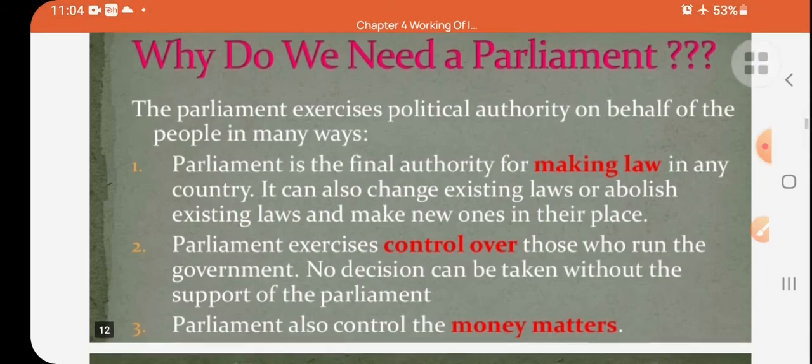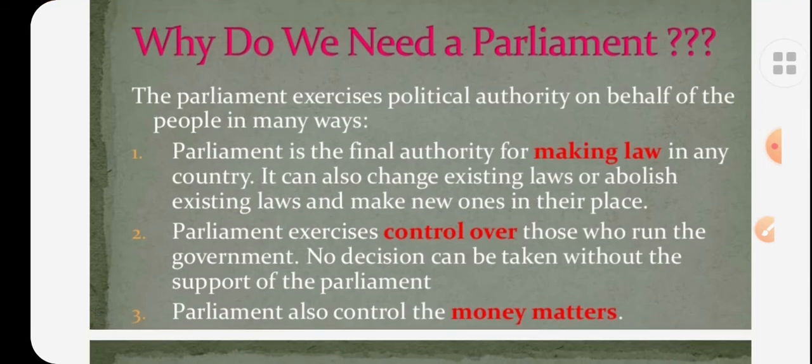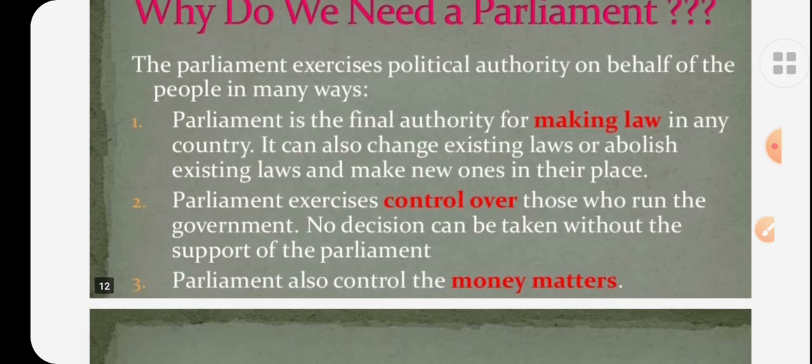The parliament exercises political authority on behalf of the people in many ways. Parliament is the final authority of law making in any country. So it can also change existing laws, abolish existing laws, and make new ones in their place. Everyone knows the picture of parliament and understands what is happening there. It is one of the authorities which makes the law, works on existing laws, and if they are not important, they can be abolished.